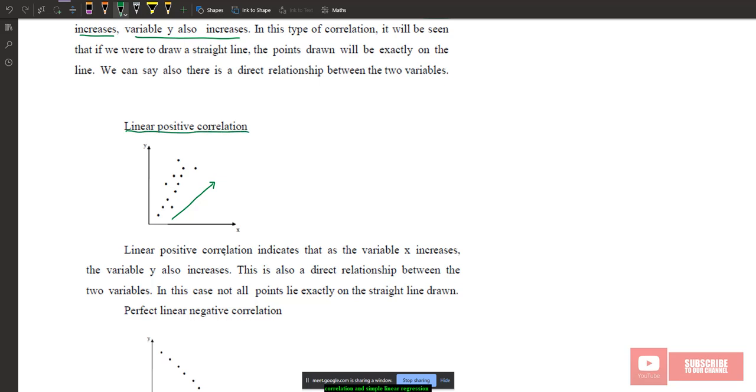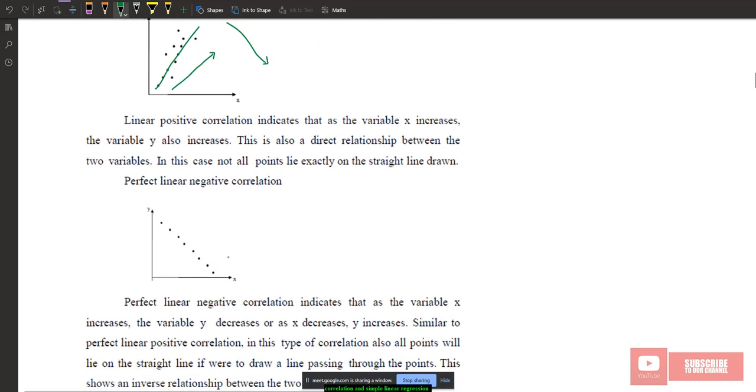As long as it shows a linear shape of a trend, we can say that it is a linear correlation. Whether upward or downward, if the graph is upward, we can say that it has a positive correlation. If the trend is downward, we can say that the correlation is negative.